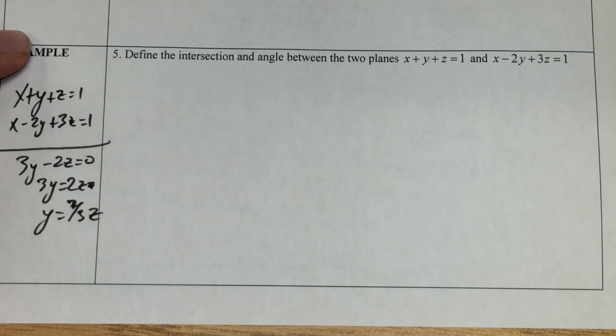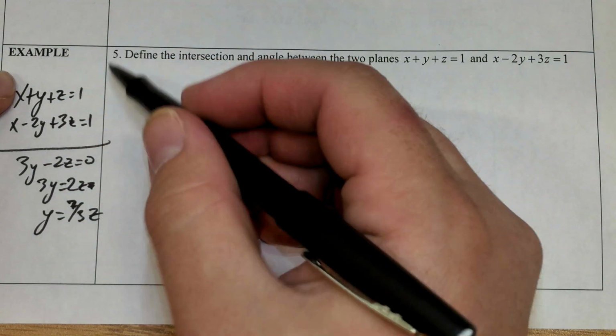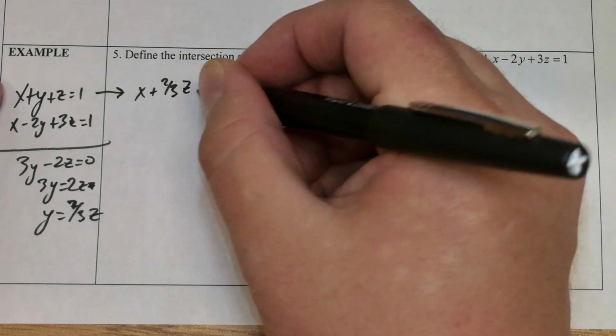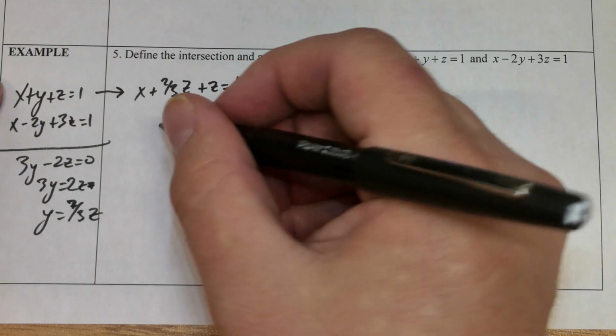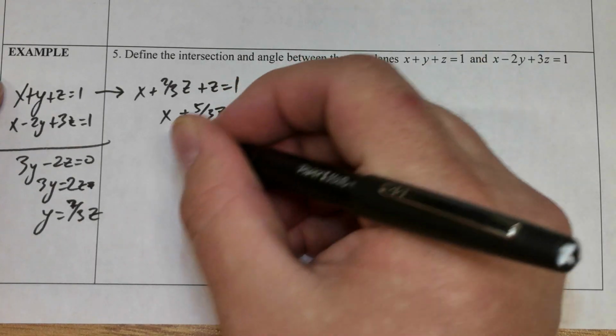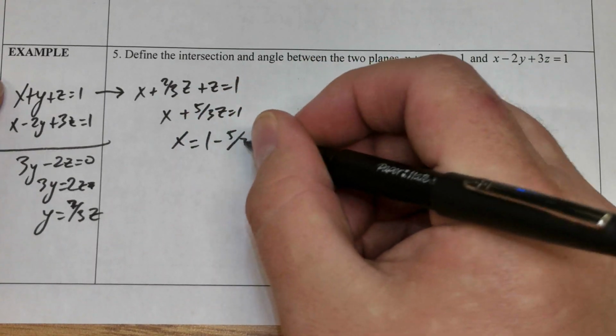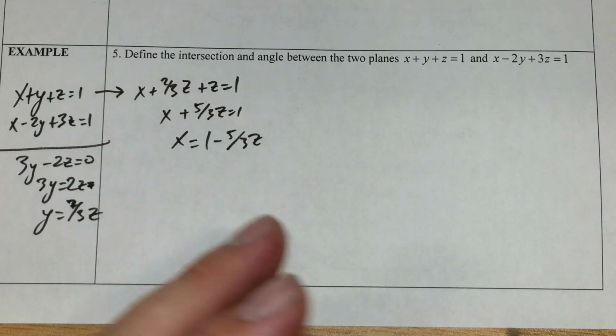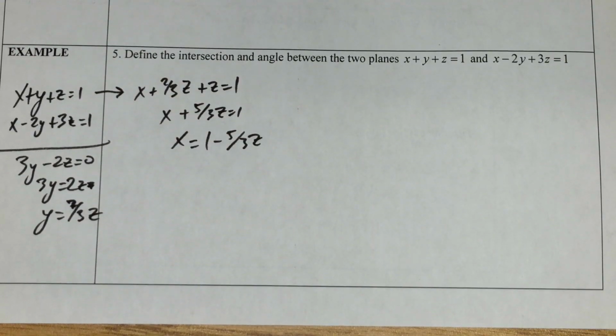Now, I'll go and plug that back in so I can get what x is in this problem. X plus 2/3 z plus z is 1. X plus 5/3 z is 1. X is 1 minus 5/3 z. And our equation of a line, as we learned on the previous page, needs to be determined on t. X, y, and z all need to be dependent upon t, time.